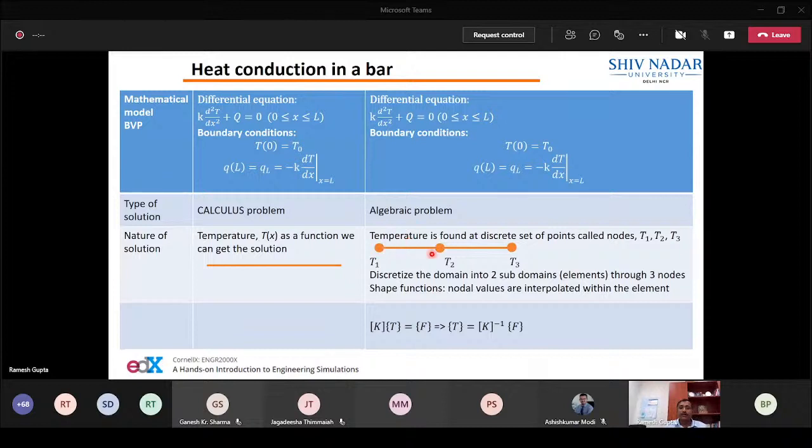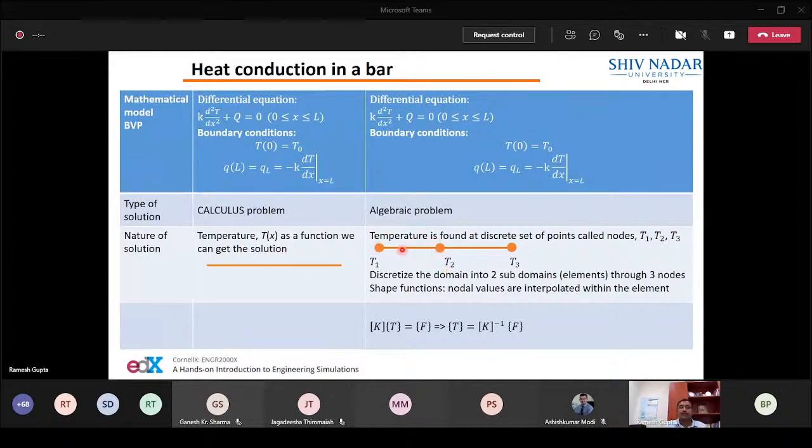Let's say you want to find out the temperature distribution in this subdomain or within this element. That will be interpolated from the temperature over here as well as the temperature over here. And then you can approximate it as either linear or quadratic, whatever kind of approximation you want.